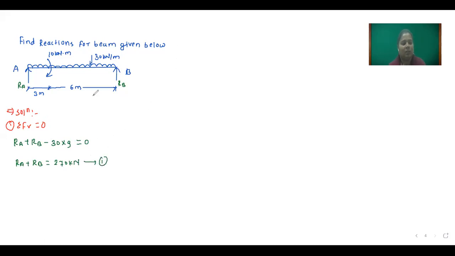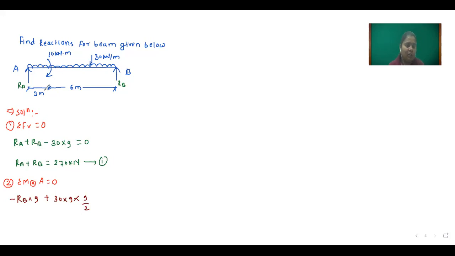Then we will apply equation second: summation of moment at A equals 0. This RB force creates an anti-clockwise moment, so minus RB into 9. Then this 30 kilonewton per meter load creates a clockwise moment, so plus 30 into 9, the load over the 9 meter span, and it acts at the center of this span, so 9 by 2.